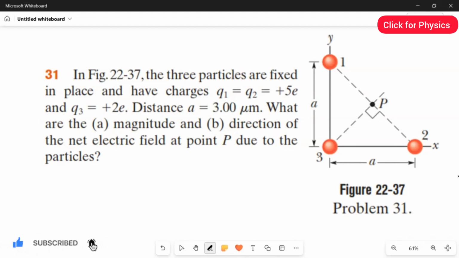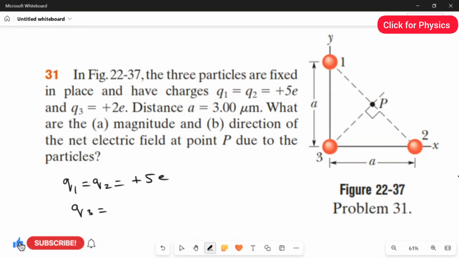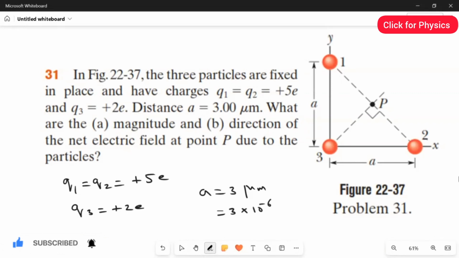How many particles do you have? We have three particles, so we have to find the electric field at point P. We have to use the formula E equal to kQ over r square. First of all, let's write the given. Q1 and Q2 take the same value, which is plus 5e, and Q3 is equal to plus 2e, and a value is 3 micrometer. Micro stands for 10 power minus 6, so 3 times 10 power minus 6 meter.